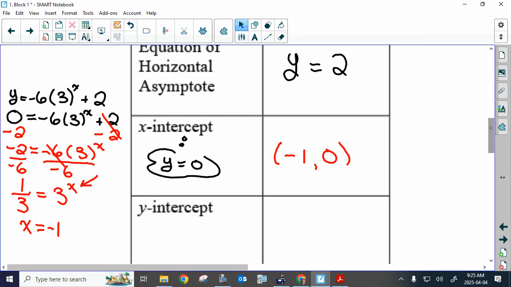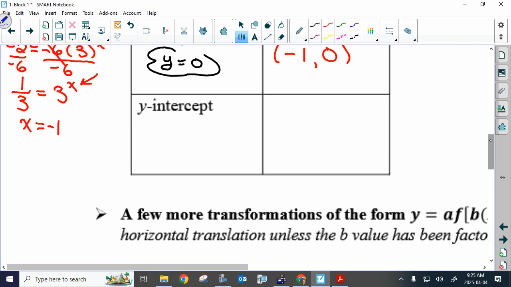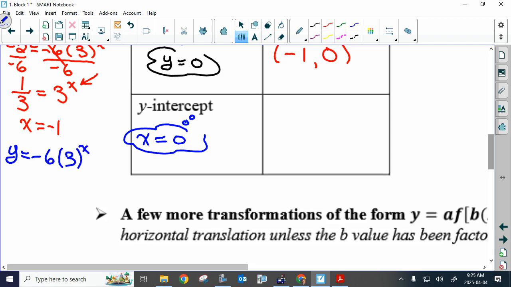What about y-intercept? When I say y-intercept, what are you guys thinking? Could we figure this out? Y is equal to negative 6 times 3 to the power of x. Is it plus 2 or minus 2? It's plus 2. If x is equal to 0, what does this become? Negative 6 times 3 to the power of 0. Guys, what's 3 to the power of 0? Because you would do order of operations on this. 1. What's negative 6 times 1? What's negative 6 plus 2? Negative 4. Can you guys do this?